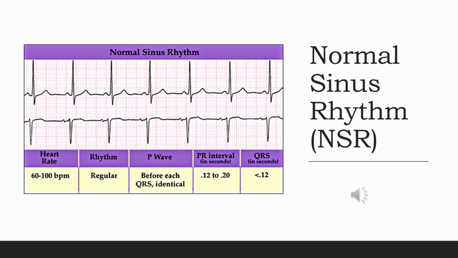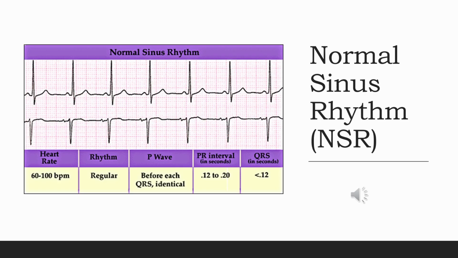Okay, so now let's take a look at what we consider to be a normal, healthy heart rhythm. And this is known as a normal sinus rhythm. So this is the baseline for comparing any other heart rhythms. So understanding this pattern is key to interpret an ECG accurately.